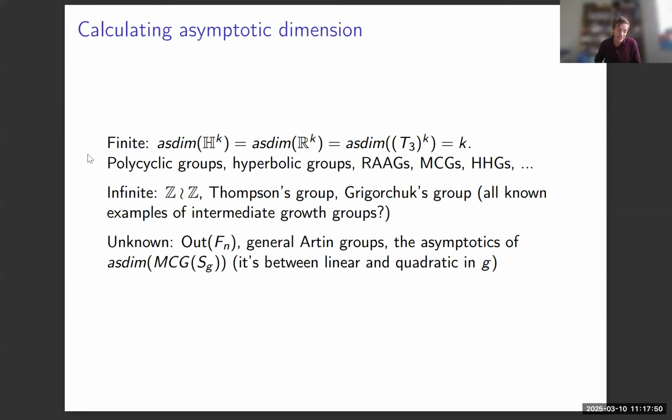And well, we don't have an intermediate. It's either finite or it's infinite, but there's a plenty interesting class of spaces where it's unknown. And the big headline one is always Out(F_n). But we also don't know in general for Artin groups whether all Artin groups have finite asymptotic dimension. And we don't really understand, as I pointed out, the asymptotics of the asymptotic dimension of the mapping class group. Between linear and quadratic in the genus, but which one is it, if it's either of them?